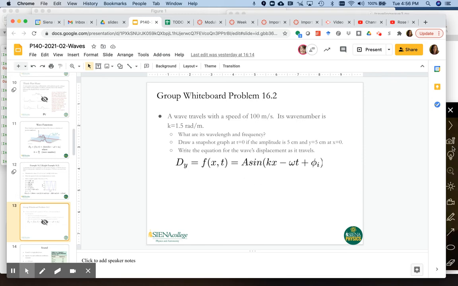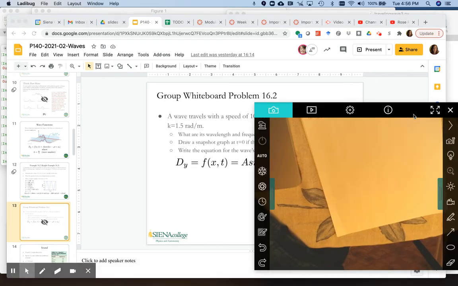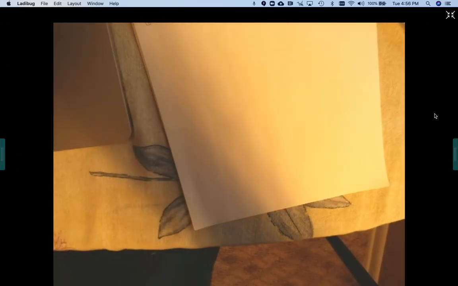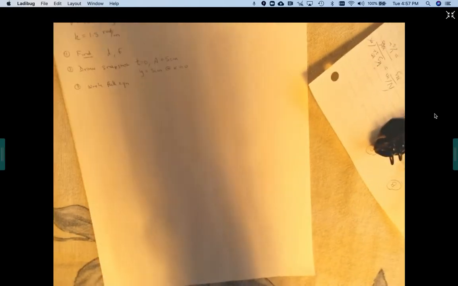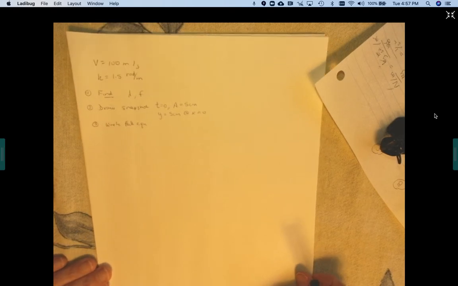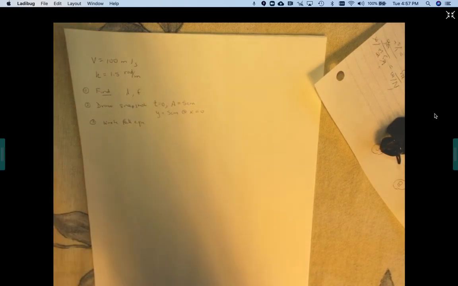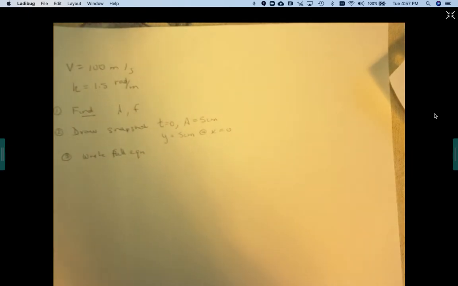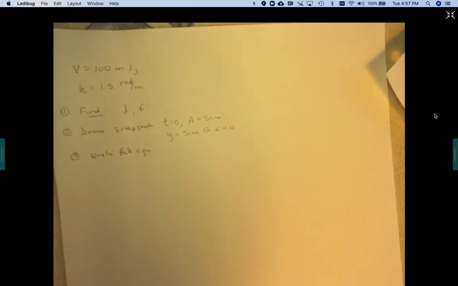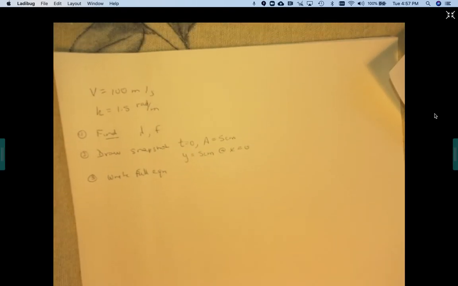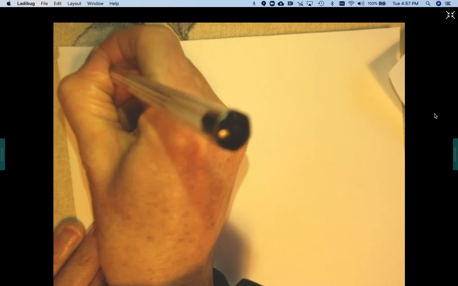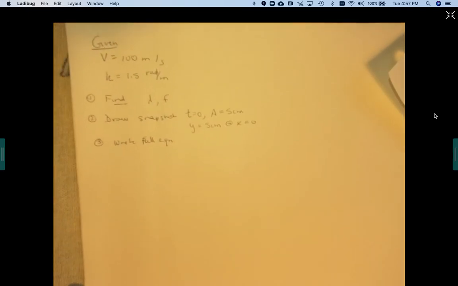Okay, so let's go to our ladybug. Over here. I'll accidentally close it. We'll get our page. Let's see. Okay. So, all right, let's start with the first part. We are given K and the speed, and we have to find the wavelength and frequency. So this is what we're given. We'll get our full presentation points here.